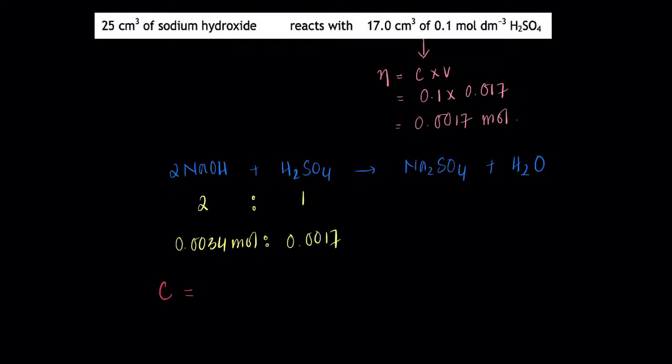So the concentration is going to be the moles divided by the volume, which is 0.025. 0.0034 divided by 0.025 comes out to 0.136 moles per decimeter cube, and that's my answer.